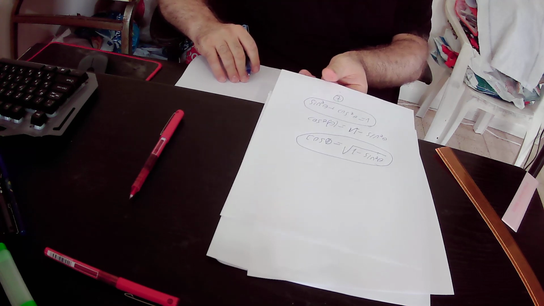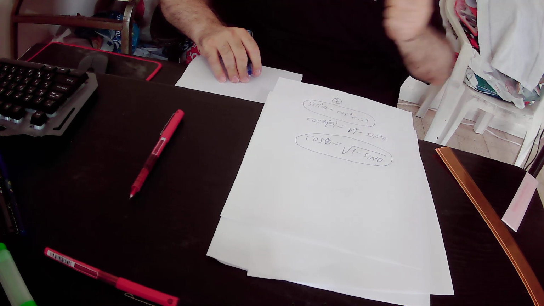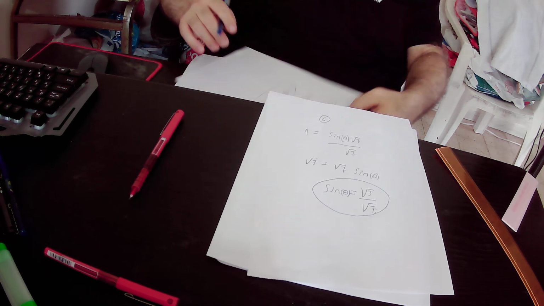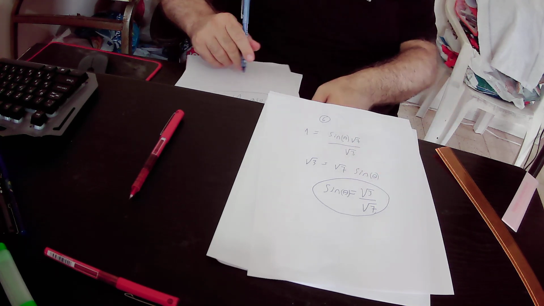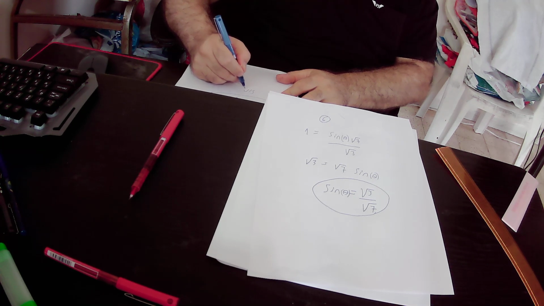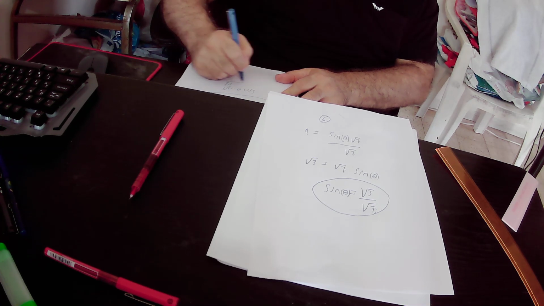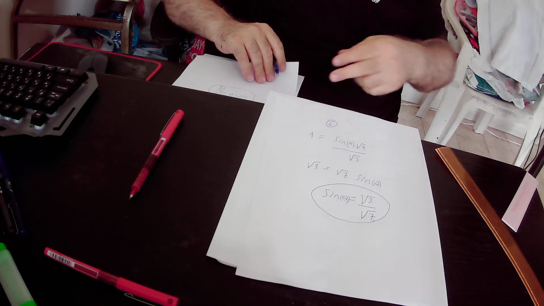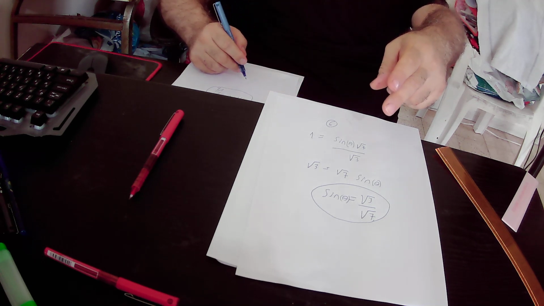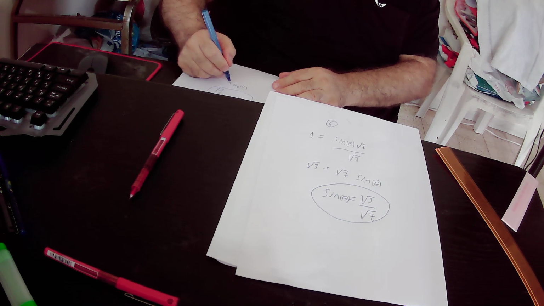Okay, cosine theta equals the root of 1 minus sine theta squared. But we know that the value of sine theta is root 3 over root 7. So if the value of sine theta is root 3 over root 7, then the value of sine theta squared will be equal to 3 over 7.